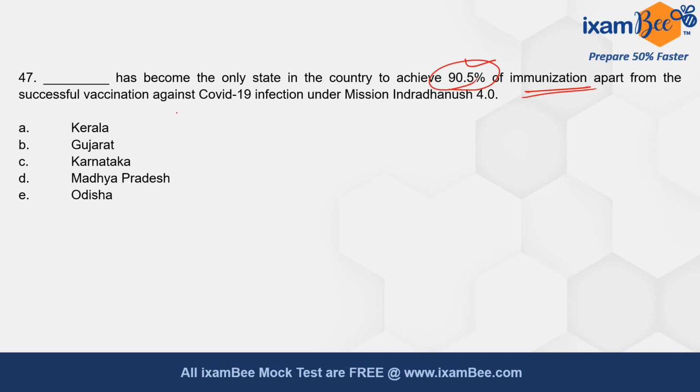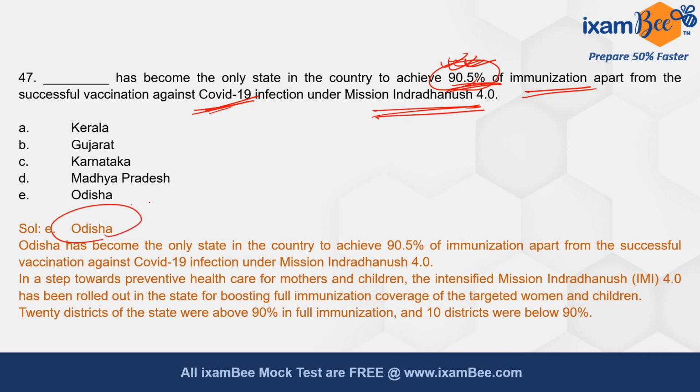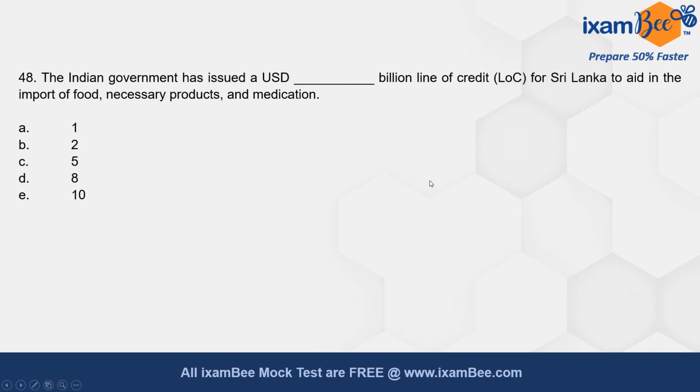Which state has become the only state in the country to achieve 90.5% of immunization apart from the successful vaccination against COVID-19 infections under मिशन इंद्रधनुष 4.0? तो दिस इज आस्किंग कौन सा स्टेट इंडिया का ऐसा पहला स्टेट बना जिसमें 90.5% इम्यूनाइजेशन है व्हेन वी एक्सक्लूड द कोविड-19 वैक्सीनेशन. कोविड-19 वैक्सीनेशन को छोड़ के 90.5% वैक्सीनेशन और इम्यूनाइजेशन स्टेट है अंडर द मिशन इंद्रधनुष 4.0. द आंसर हियर इज ओडिशा. ठीक है. ओडिशा हैज बीन एबल टू अचीव 90.5% ऑफ इम्यूनाइजेशन apart from the successful vaccination against COVID-19.